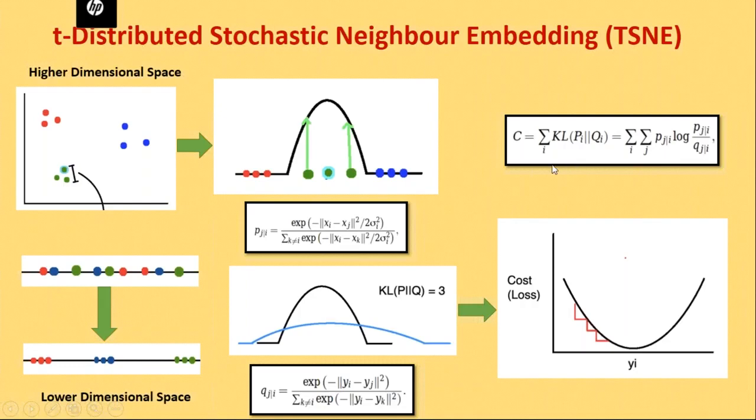Our cost function is KL divergence. So what does this KL divergence mean? When we are comparing two different probability distributions, if they are very similar to each other, then the KL divergence will be 0.